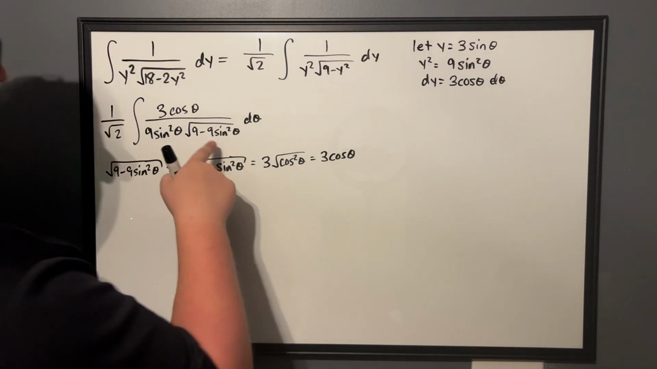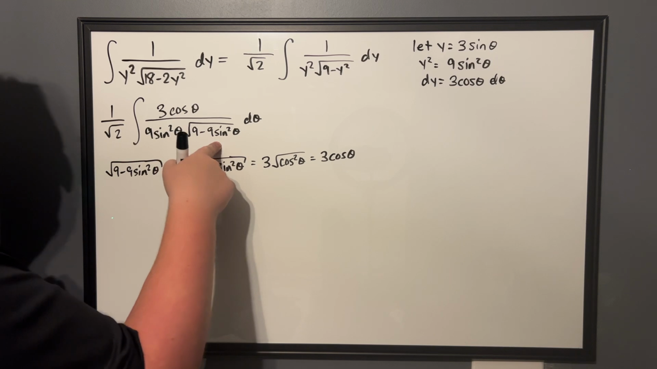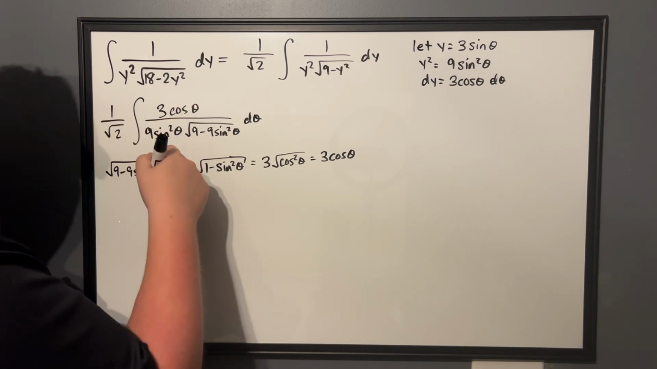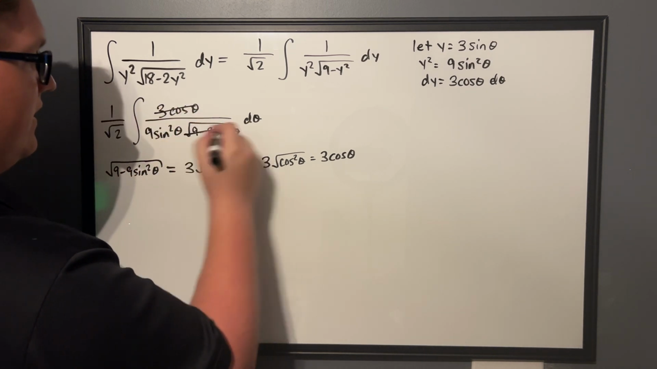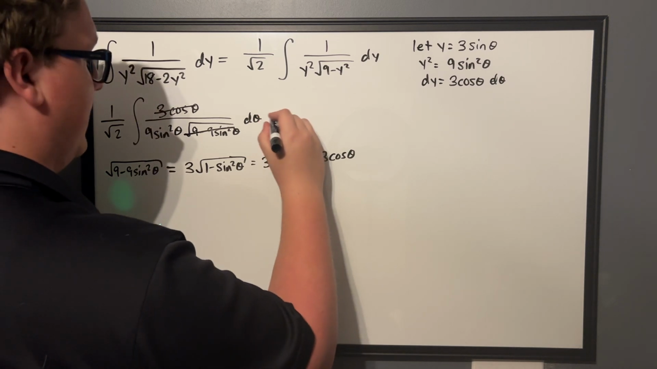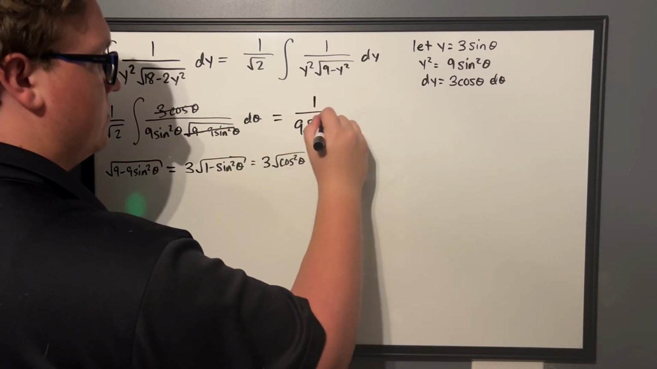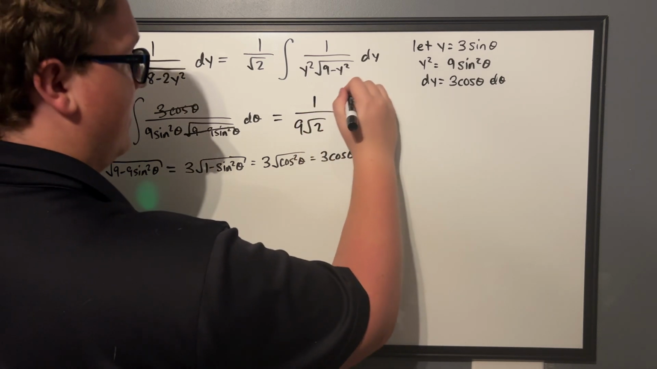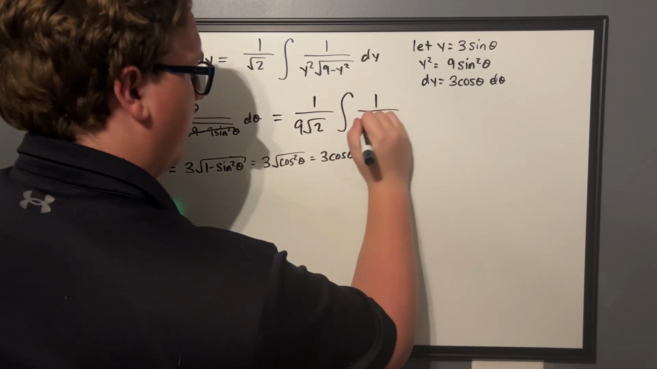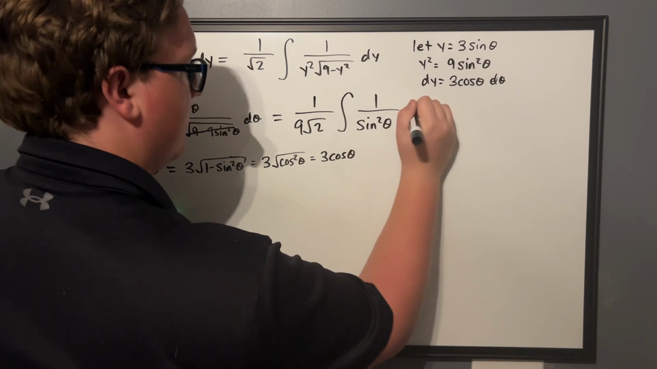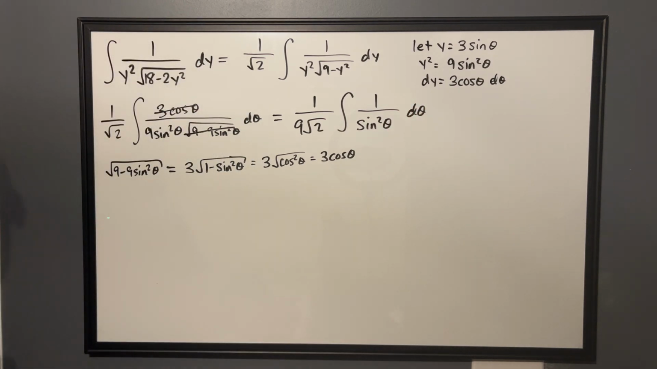Because if this is 3 cosine theta in the square root, well, that cancels out really nicely with this 3 cosine theta. So we can actually cancel this with this. And then at this point, we'll pull the 9 out as well. So we're going to have 1 over 9 times the square root of 2. And then we have the integral of 1 over sine squared theta, d theta.